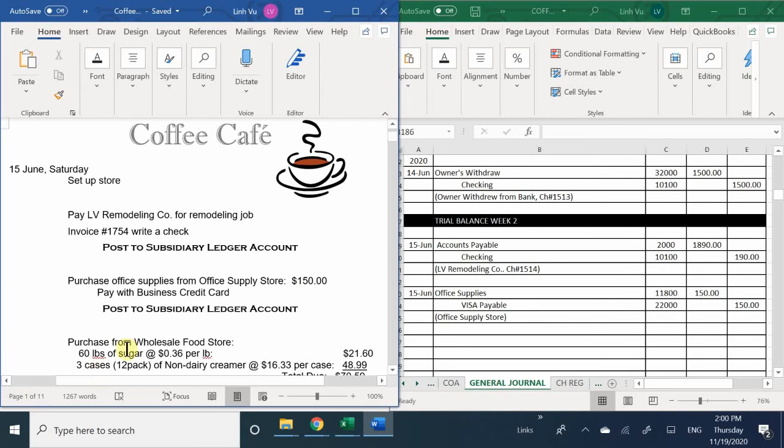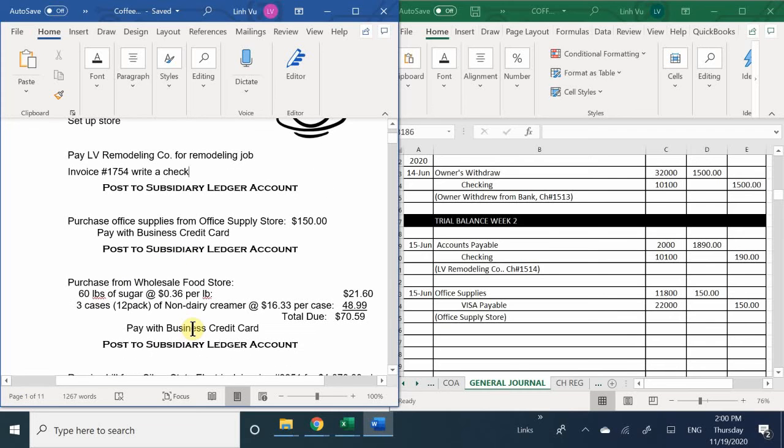So what happened next? Okay, let's see here. Purchased from wholesale food store 60 pounds of sugar at 36 cents per pound, 3 cases, 12 packs of non-dairy creamer at $16.33 per case. And the total due would be $70.59. We pay with the business credit card and post to the subsidiary ledger.